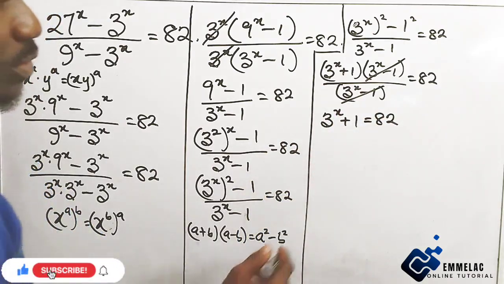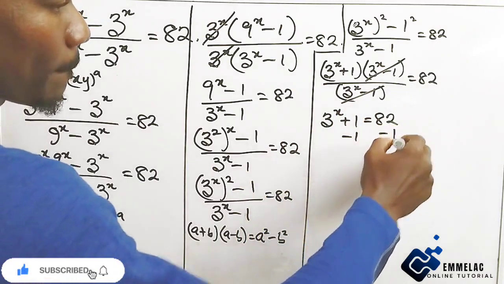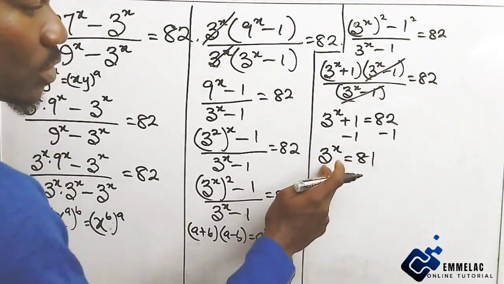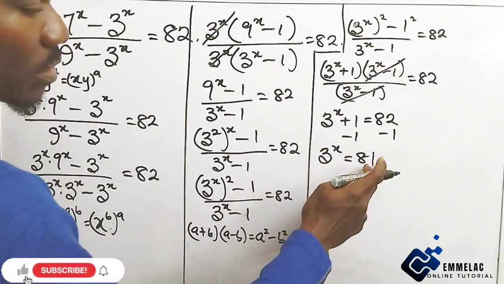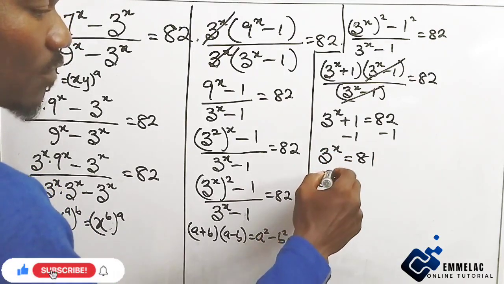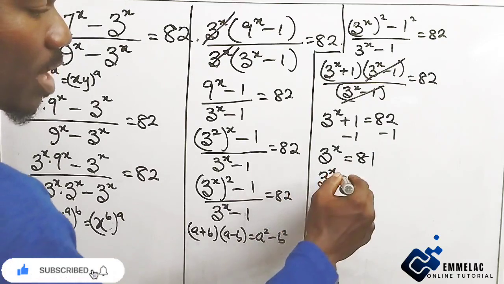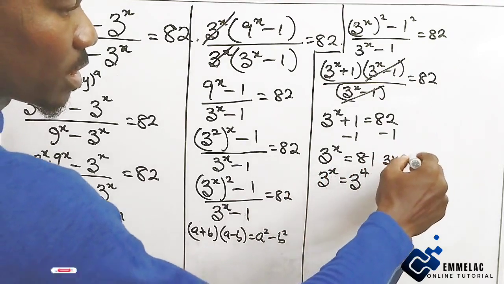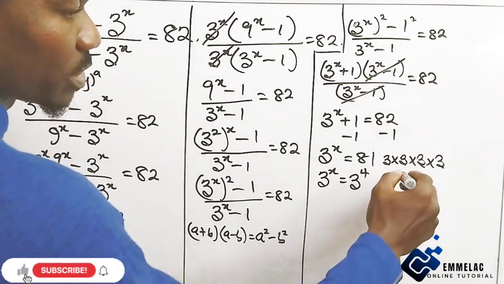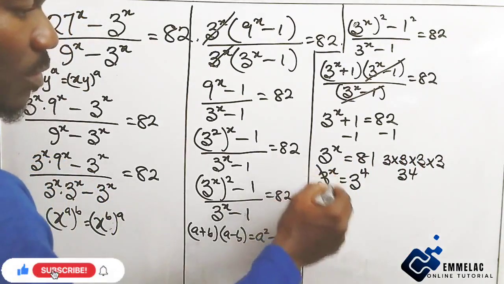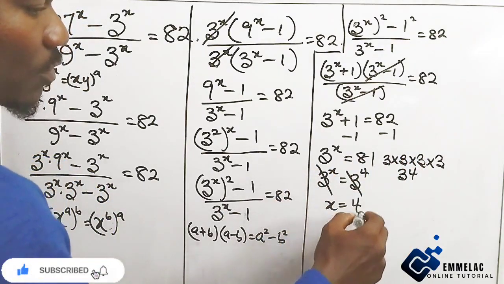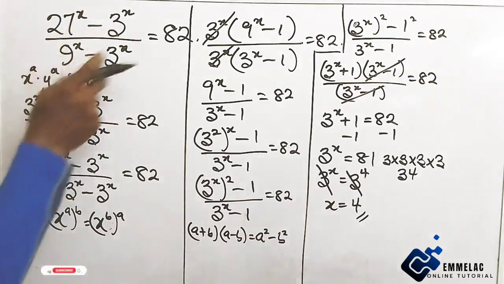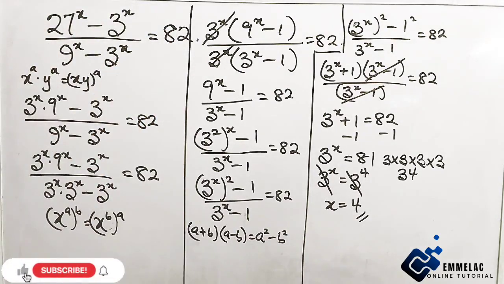Now let us subtract 1 from both sides. We are left with 3 raised to the power of x equals 81. Now let us reduce 81 to the base of 3. We have 3 raised to the power of x equals 3 raised to the power of 4, because 3 times 3 times 3 times 3, which is 3 raised to the power of 4, will give 81. So here we can cancel out, and our x will give us 4 as the final answer. If you plug x equals 4 into this expression, it will give you 82.